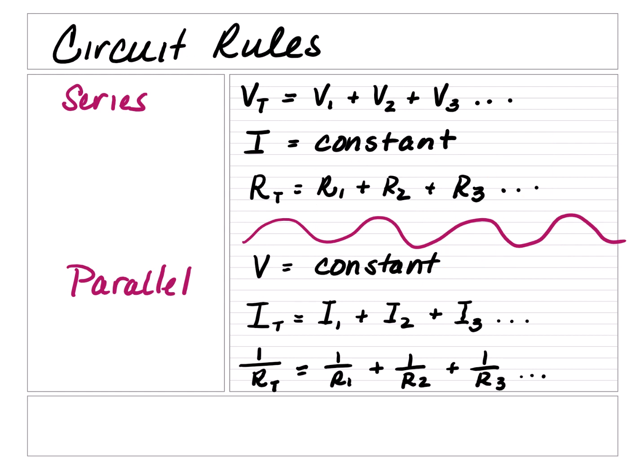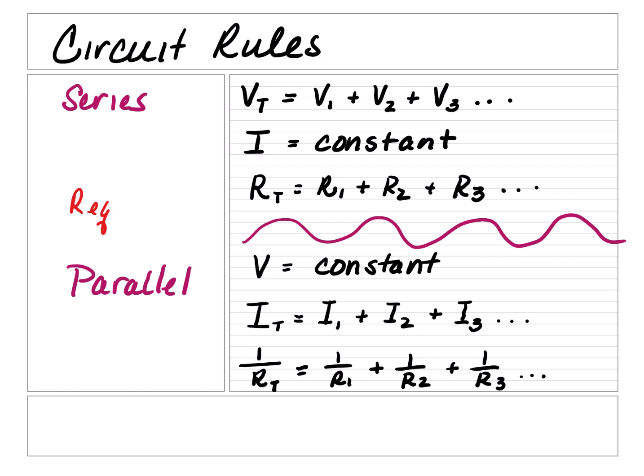In order to solve for circuits, you need to memorize these 6 circuit rules. In a series circuit, the voltage total is the sum of all the individual voltages. So voltage total is equal to V1 plus V2 plus V3 and so forth. In a series circuit, the current is constant because the current only has one path that it can travel through. So the current is constant. R total or R equivalent, the resistance equivalent, is equal to the sum of all the individual resistances. So R total will always be greater than any individual resistance.